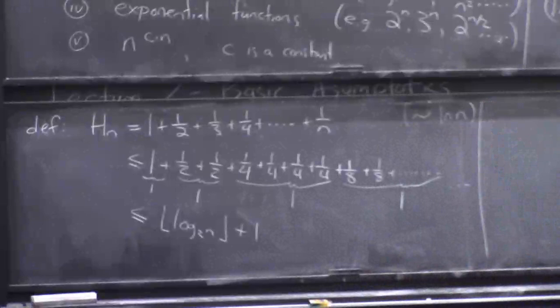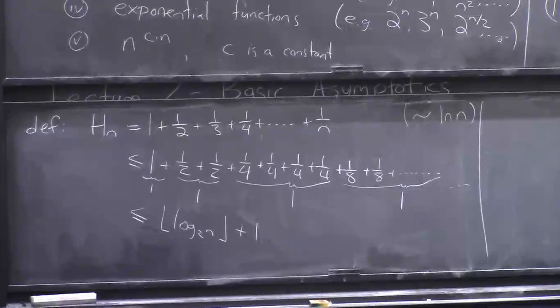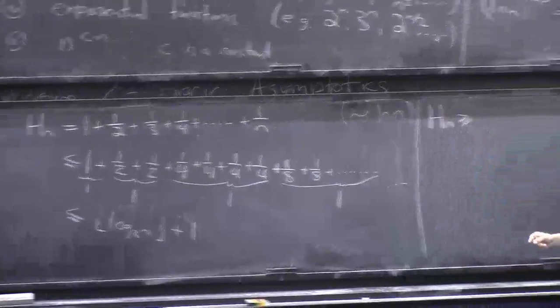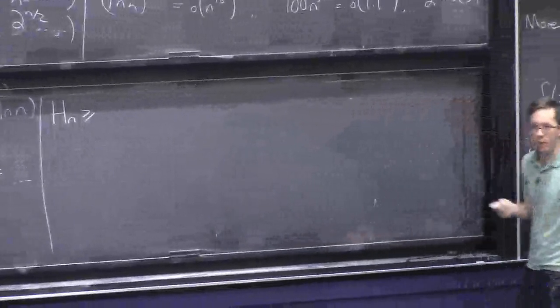Okay, so that's an upper bound. Of course, if we only want an upper bound, we're done. It's big O of log n. It'd be nice to also have a lower bound. Can somebody suggest a similar way to try to get a lower bound?